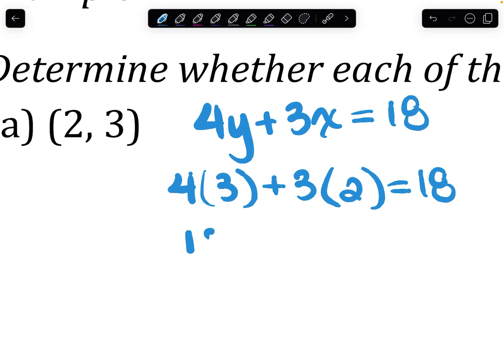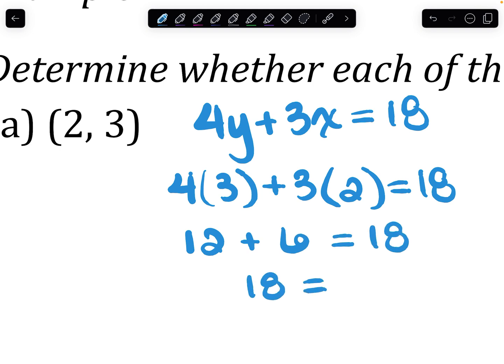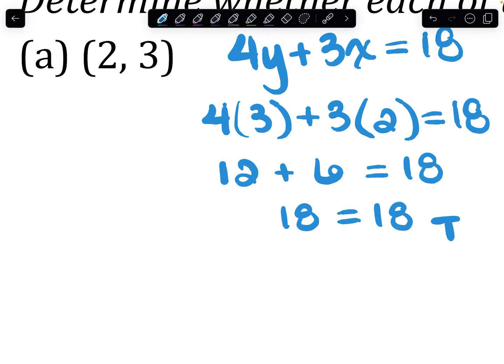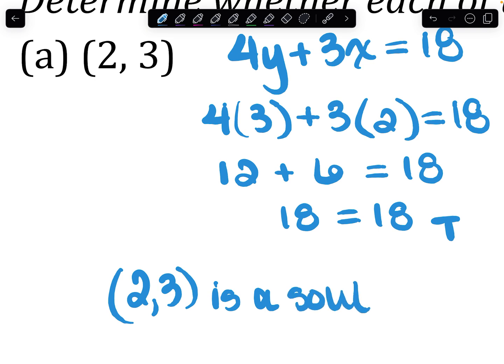So 4 times 3 is 12. 3 times 2 is 6. And 12 plus 6 is 18. So we look at our last step, 18 equals 18. This is a true statement. Therefore, this is a solution. So we would simply say the point 2 comma 3 is a solution.